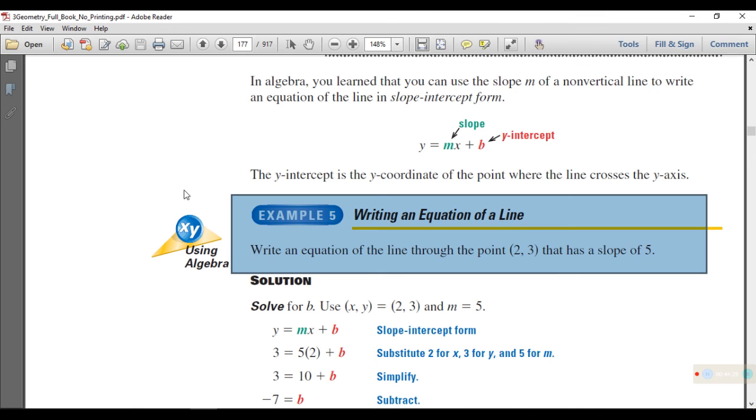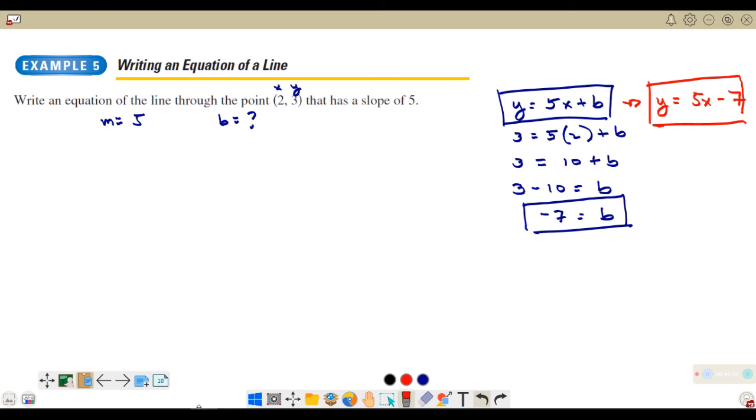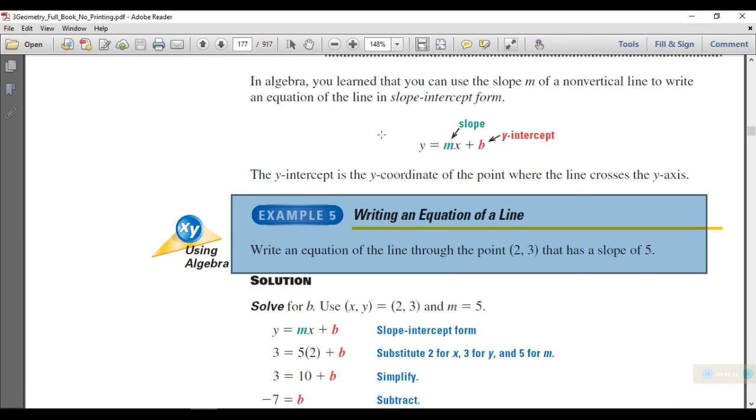Let's check if there are other examples given in our book. If there are any, we are going to demonstrate them.